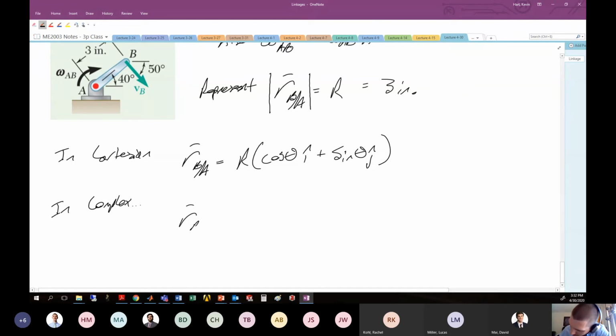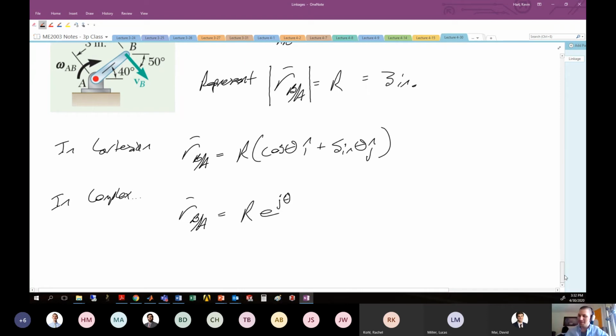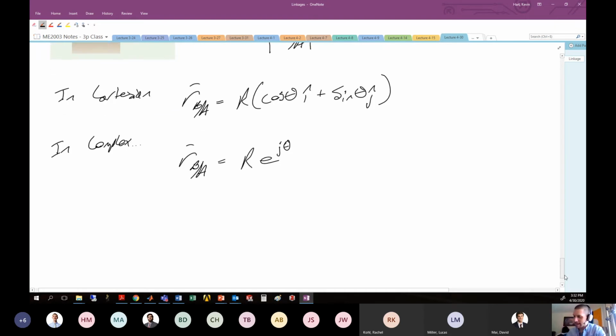In complex form, you can say that this r locating B from A is the magnitude multiplied by the direction, e to the j theta. I wrote i again because I'm used to it. Don't use i, got to use j. It's burned into my brain to use i, that's how I learned complex numbers. So r e to the j theta, and this is again leveraging that Eulerian representation.